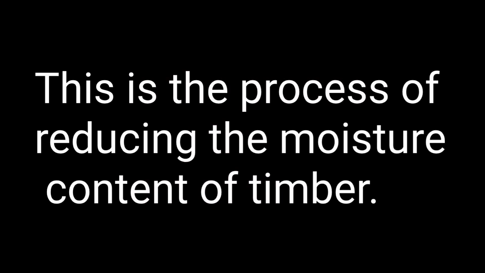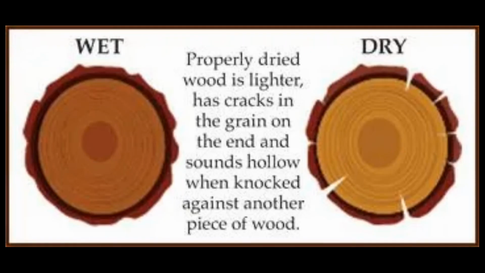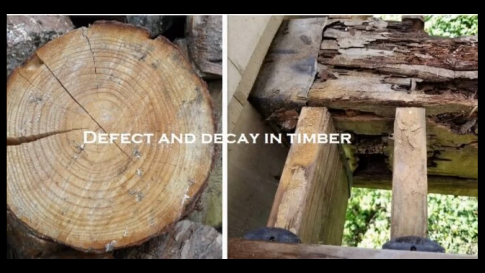What is seasoning of timber? This is a process of reducing the moisture content from freshly converted timber. Timber cannot be used for construction or carpentry work immediately after the felling or cutting of trees, because the trees contain about 50% or more of their own dry weight as water. If excess moisture is present in the timber, then it will shrink excessively. It will also have a tendency to decay.